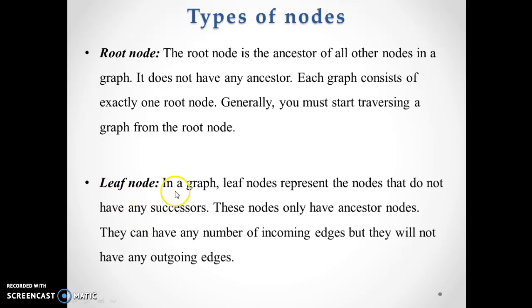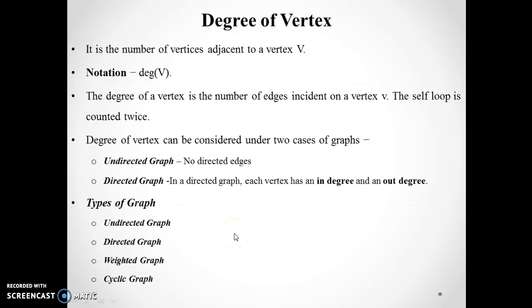Leaf node. In a graph, leaf nodes represent the nodes that do not have any successors. These nodes only have the ancestor nodes. They can have any number of incoming edges, but they will not have any outgoing edges.